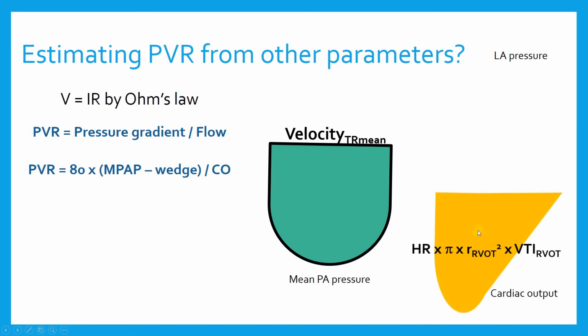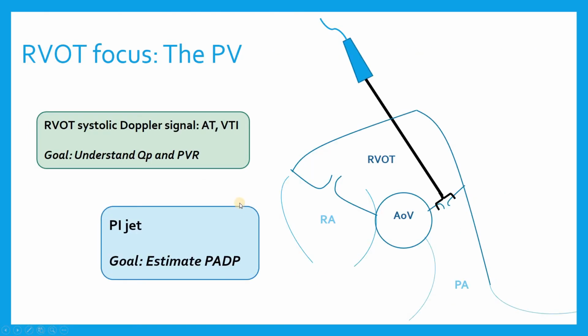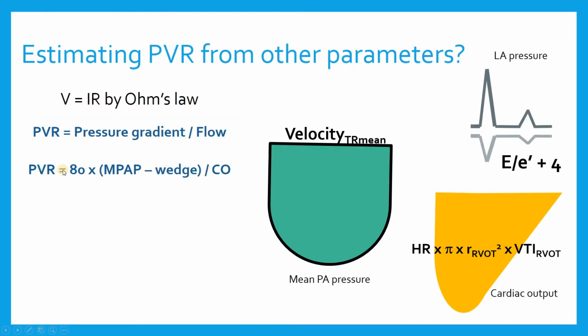I can also get my cardiac output by actually measuring it using the RVOT VTI, and not just using the VTI alone, but looking at the radius of the RVOT, multiplying it by pi times my heart rate. And then I actually can get my wedge pressure or my left atrial pressure from my E to E prime ratio, right? We talked about this before in the diastology series. Left atrial pressure equals roughly lateral E velocity divided by lateral E prime velocity plus 4. So I actually can plug all three of those things into this equation and also estimate my PVR.